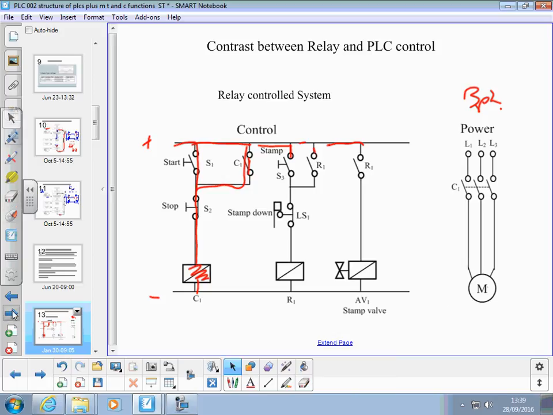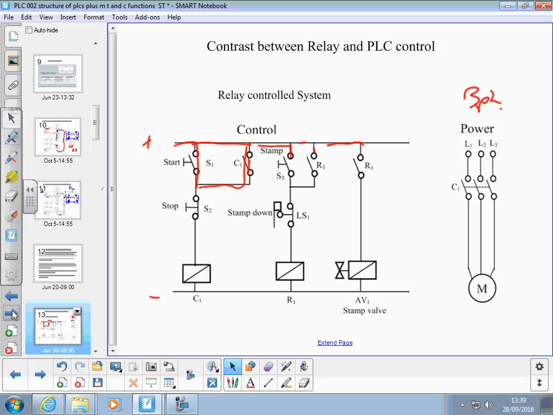So that's a typical control circuit using relays from the past. That one turning on closes those 3 contacts and runs the motor, by the way. Pushing this stop button opens that circuit, turns that off, and turns the motor off.